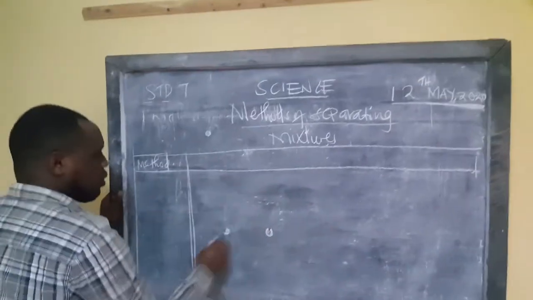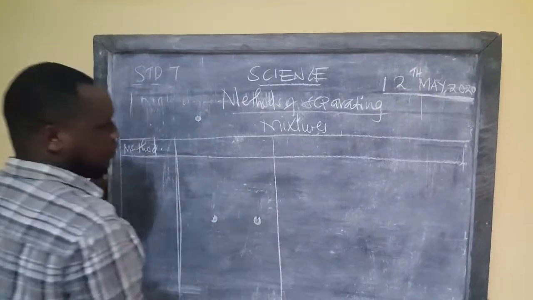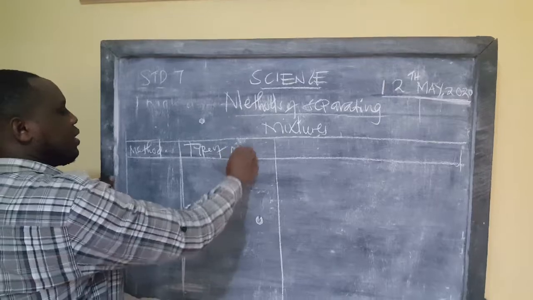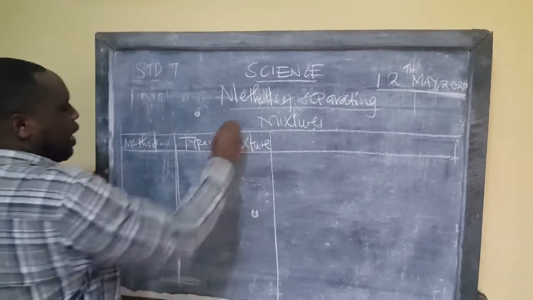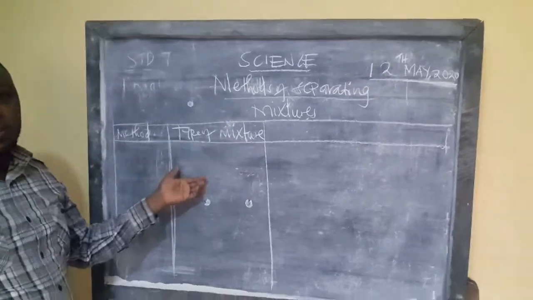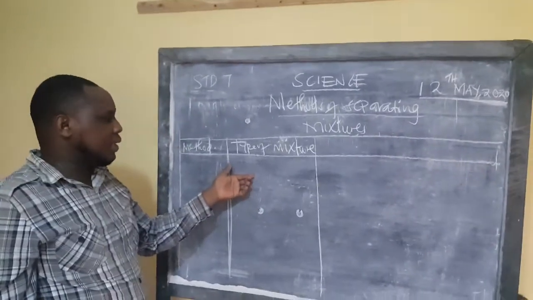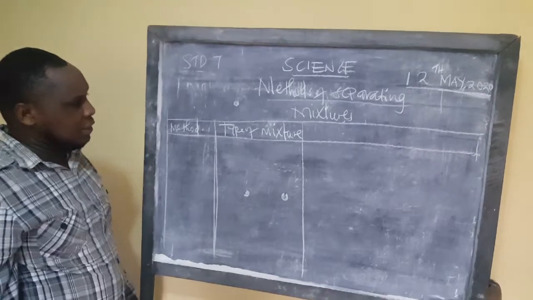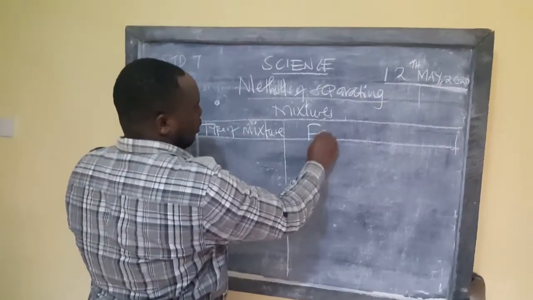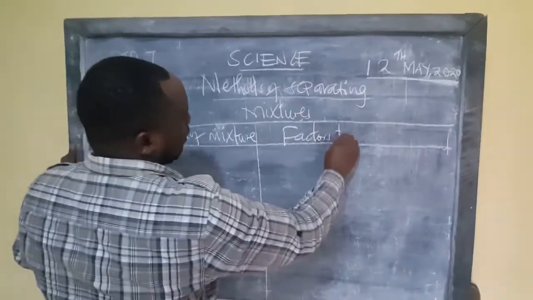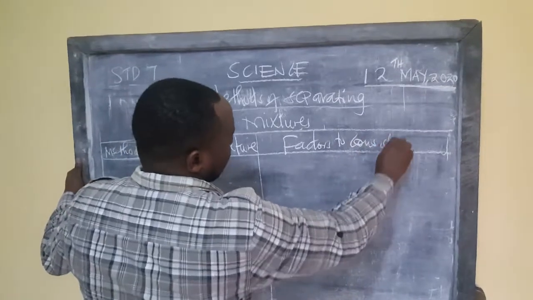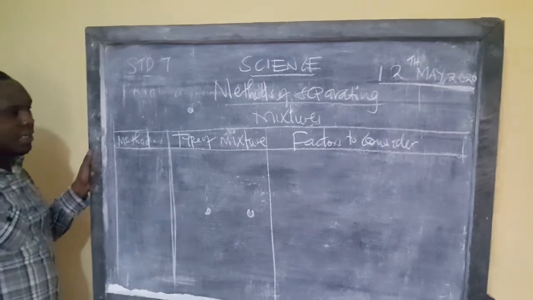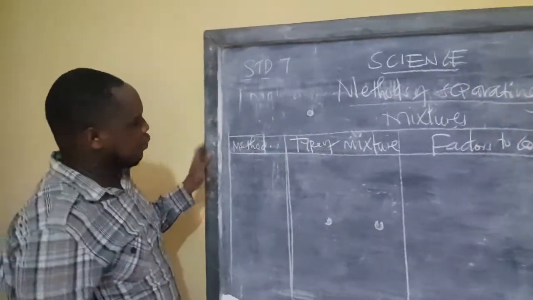Number 2, we are going to have the type of mixture. In the type, I've said it can be solid, liquid, and then we give an example. Then here we come to factors to consider. What are the things that we're looking at for us to pick that certain type of method?